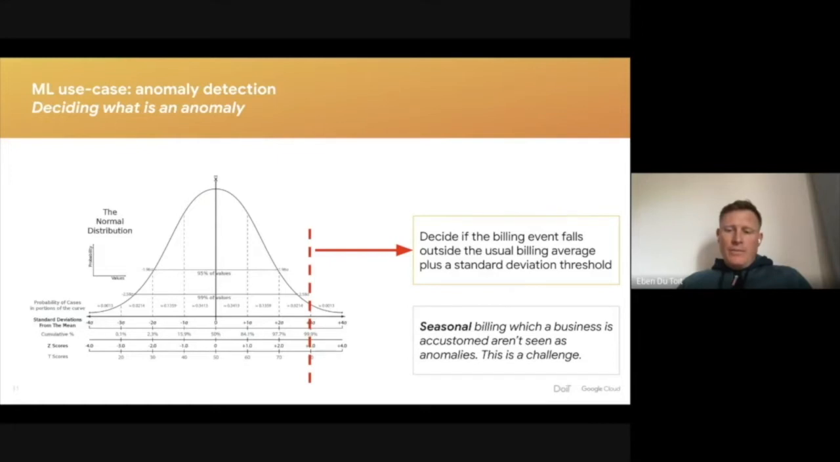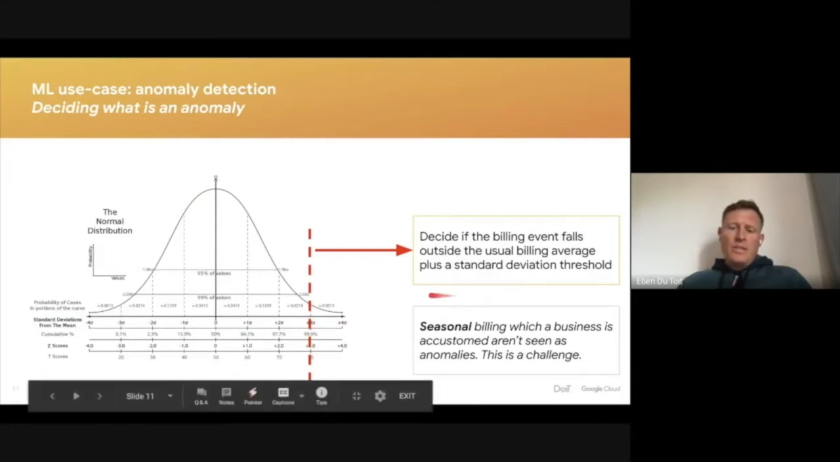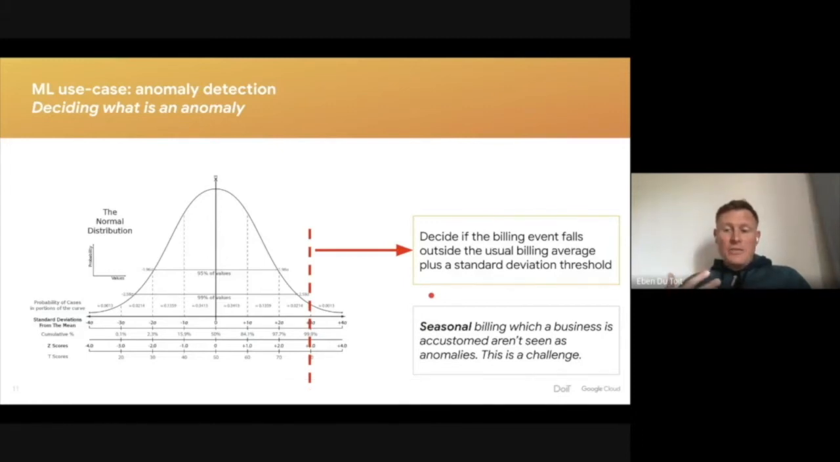Now, you can also see the block down here, which says seasonal billing, which a business is accustomed to, aren't seen as anomalies. And this is a challenge, which I also told you about in the previous slide. So this decision on what is really an anomaly is what it comes down to.